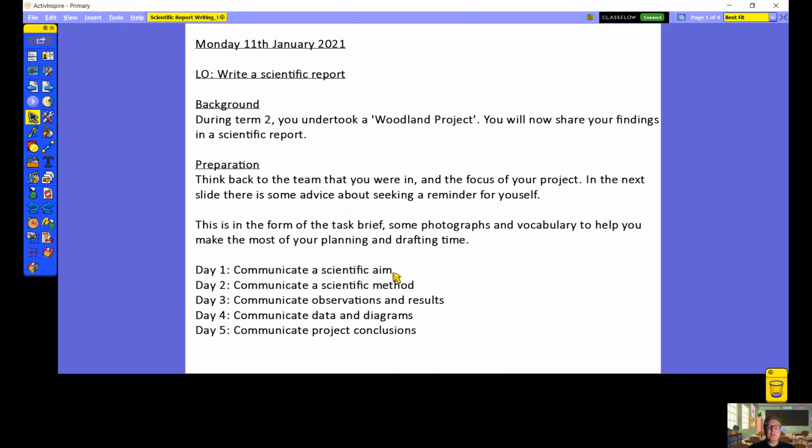The lessons this week: today is communicate a scientific aim. The next lesson will be communicate a scientific method, followed by communicate observations and results. Lesson 4 is communicate data and diagrams, and finally communicate project conclusions. If all goes well, we'll do that in 1 week.